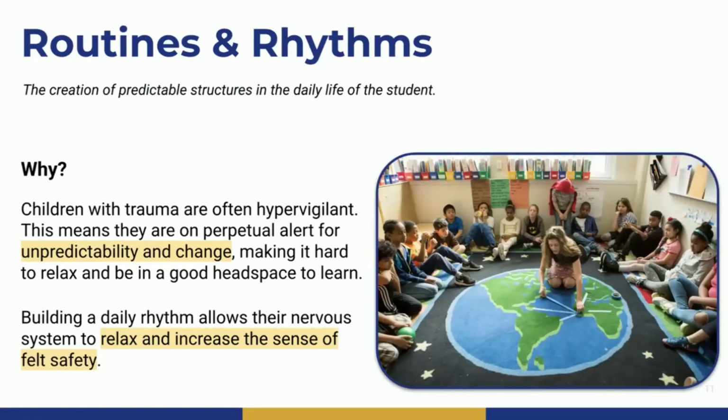Children who have experienced trauma are often hypervigilant due to their historically experienced chaos and unpredictability. This means they're on perpetual alert for unpredictability and change, making it hard to relax, be in a good headspace to learn, build relationships, or follow classroom expectations. Building a daily rhythm allows their nervous system to relax and increase their sense of felt safety.